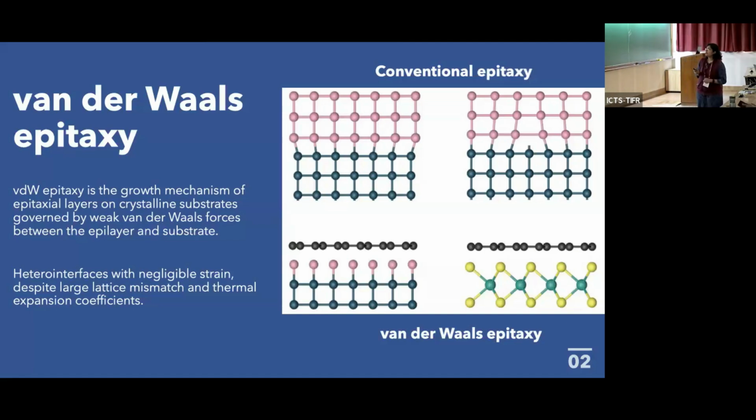But van der Waals epitaxy is a different type of epitaxy, which is governed by the van der Waals force of interaction between the substrate and the epilayer. So in this case, you can actually go to a much larger lattice mismatch, as has been reported. And another thing is that the substrates we use in van der Waals epitaxy are devoid of dangling bonds. So this helps to grow a different variety of materials, as opposed to conventional epitaxy, which is dominated by the lattice mismatch.